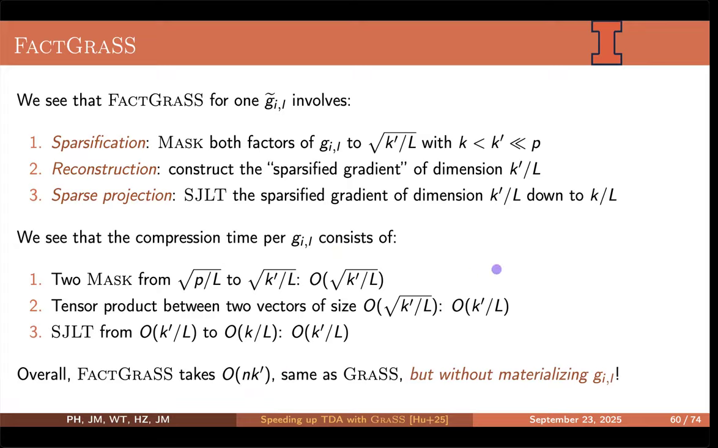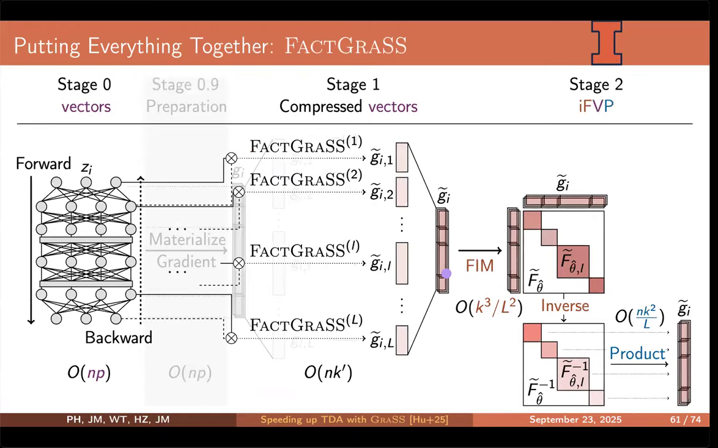You sum them all up and you see that the compression time is K prime over L. Now you multiply this by N and L, which means you consider all data points and all layers, which takes O of N K prime, the same as GraSS, but without materializing the layer-wise gradients. So we basically came up with a not faster algorithm, but basically the same complexity as GraSS, while we bypass this preparation stage, just as LoGra does.